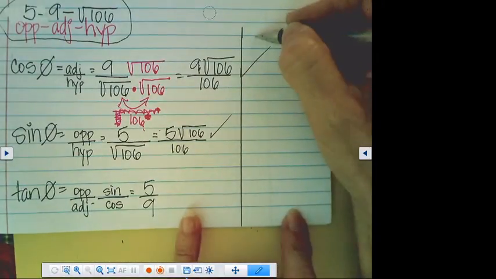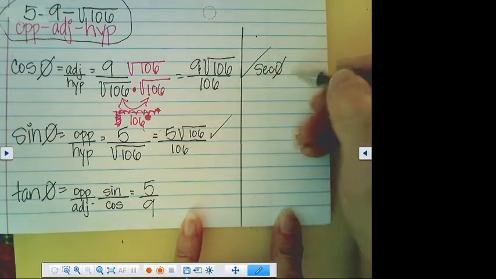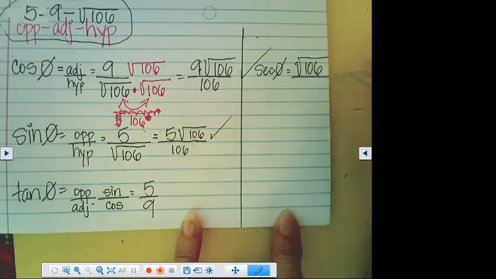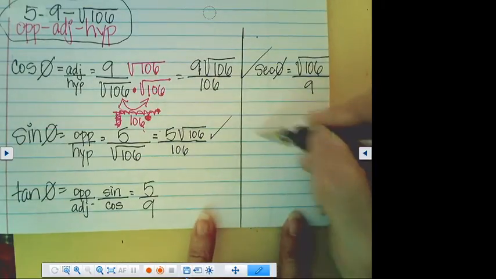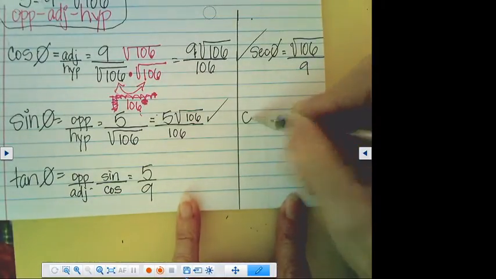All right, guys, so what about secant? Okay, good. Your square root of 106 goes up. Your 9 goes down. The reciprocal, just invert your fraction. What about the cosecant value?